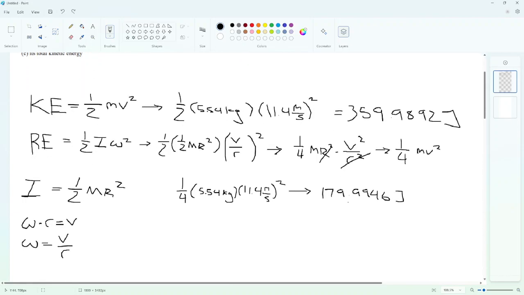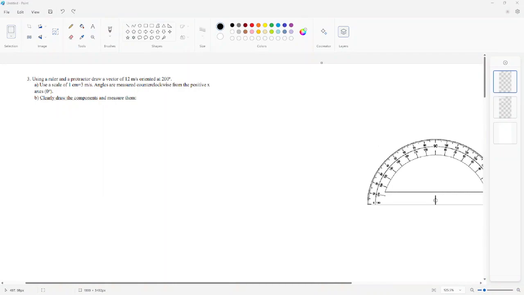And lastly, its total energy, its total kinetic energy, is just going to be the sum of these two, which is going to be 539.9838 joules. Question number 3 states, using a ruler and a protractor, draw a vector of 12 meters per second oriented at 200 degrees.